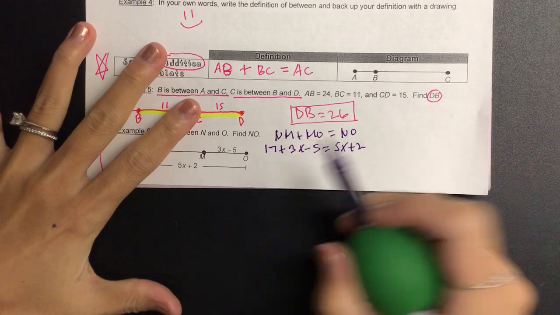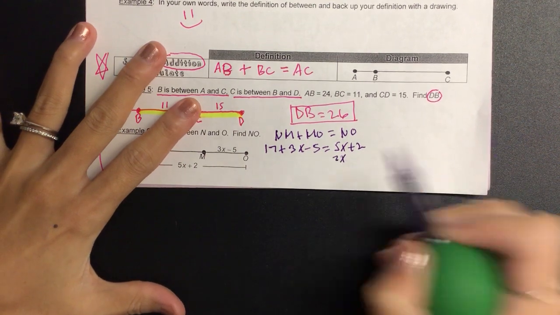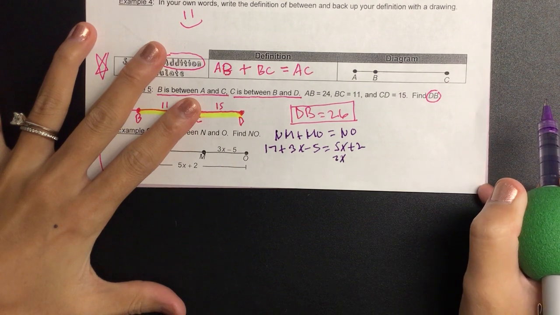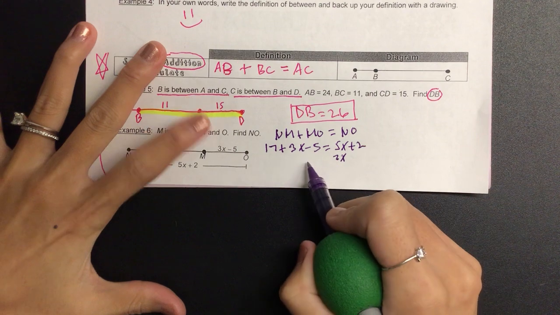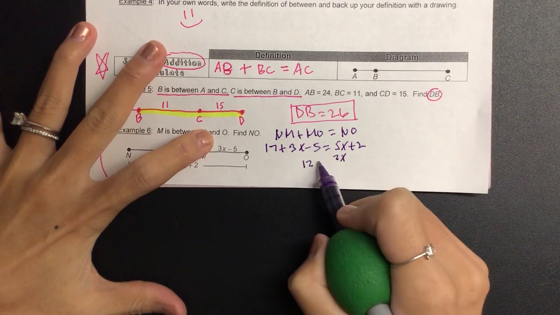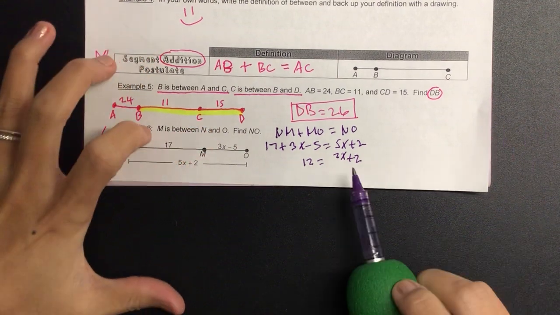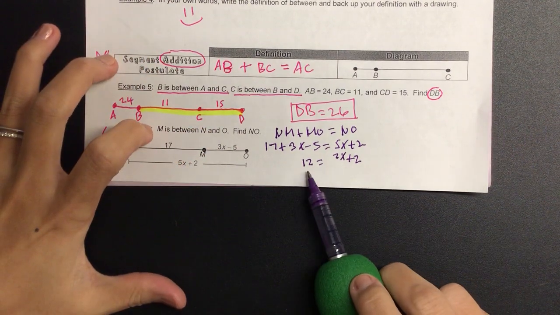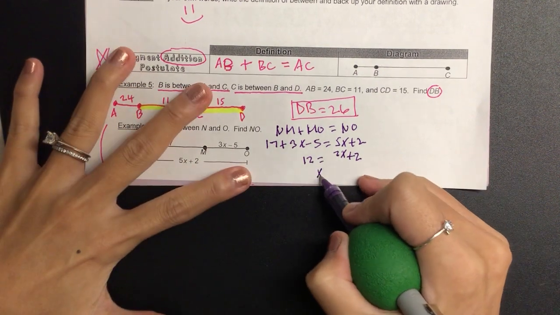Here I go. I think I want to move 3x on both sides, and I get 2x. Is that right? Oh no, I don't want to send you back to algebra. 17 minus 5 is how many? 12. And then we're going to subtract 2 on both sides, which I get 10, correct? Divided by 2. 10 divided by 2 is what? 5.